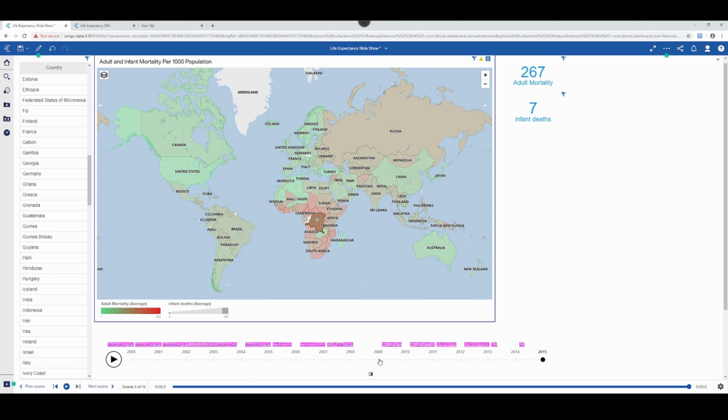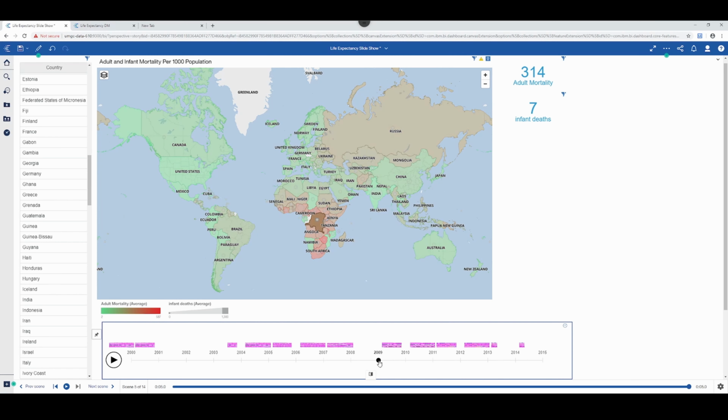And we can also narrow it down by year. So for example, in 2007, we can see that they had 354 deaths for adults between the ages of 15 and 60, and that's per 1,000 people. And then infant deaths is measured again per 1,000 births.